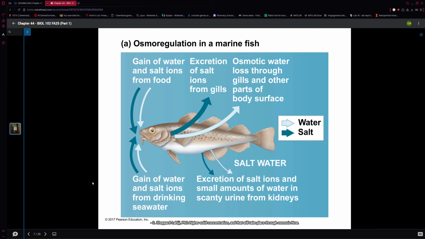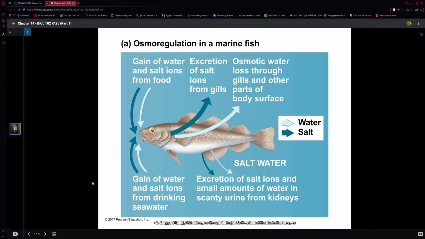Now, this would not be beneficial because if a ton of water moves out of the marine fish, then it can result in desiccation or extreme dehydration, excessive water loss, which is not going to allow the fish to be viable. So how does the marine fish adapt to its surrounding environment? The marine fish will respond by taking in large amounts of seawater and eliminating the excess ions through their kidneys or through their gills.